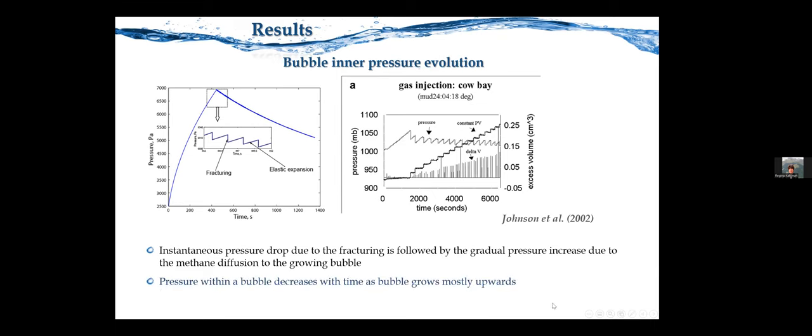So what is the reason for the decrease in this pressure, in this simulation and in this experiment? It is because you can see this is the initial seed, and the bubble grows mostly upwards where the gravity effect is smaller, and that is the main reason why in both cases the pressure decreases.